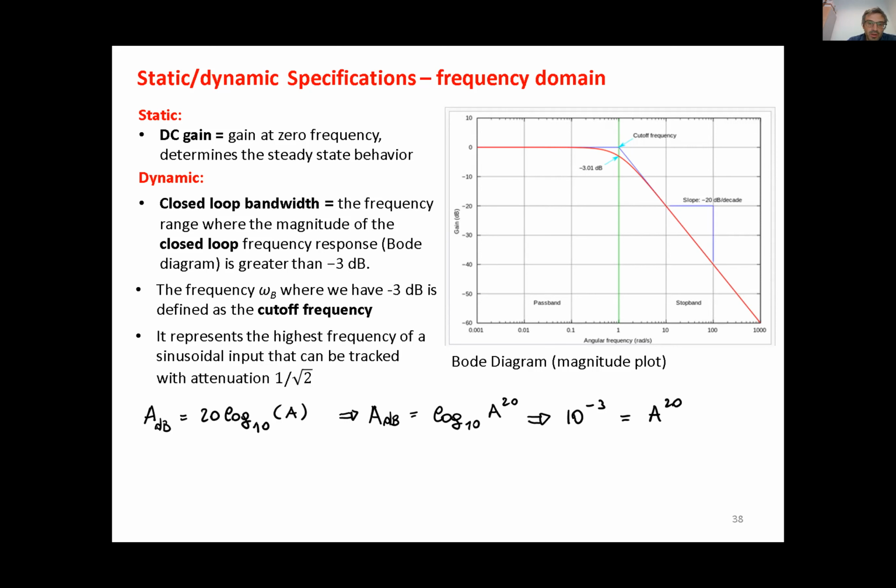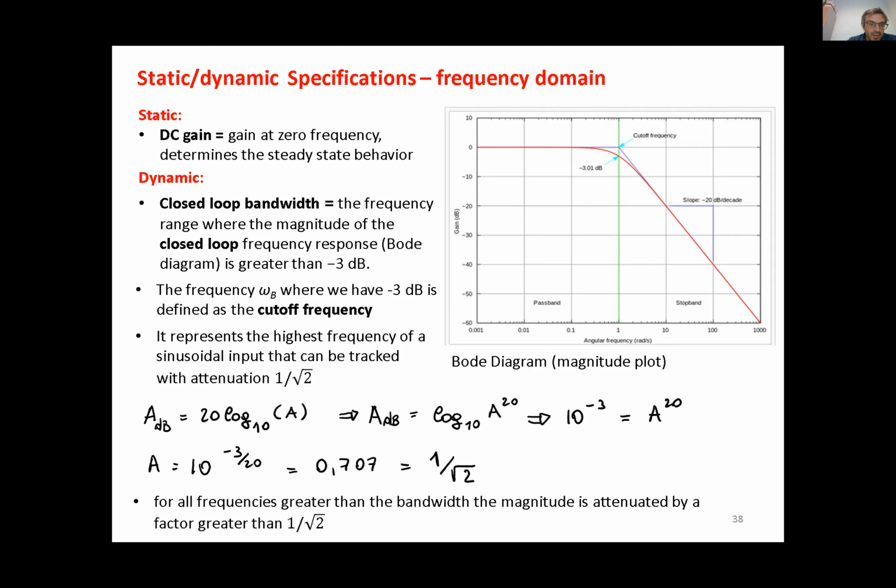So we want 10 to the power of minus 3 dB equal to the argument. And then we see that if we take the 20th root of this, we obtain 0.0707, that is 1 over square root of 2. So minus 3 dB means an attenuation of amplitude of 1 over square root of 2.